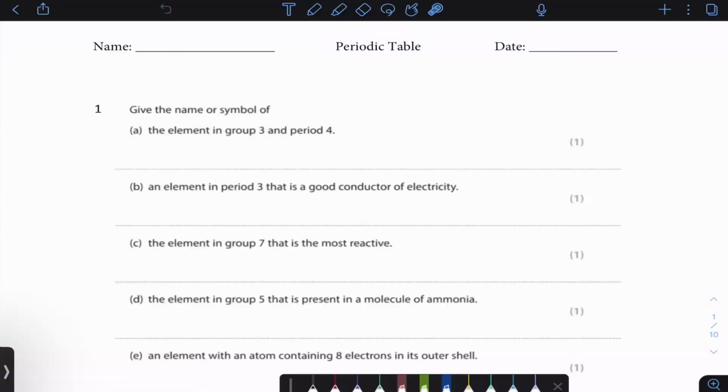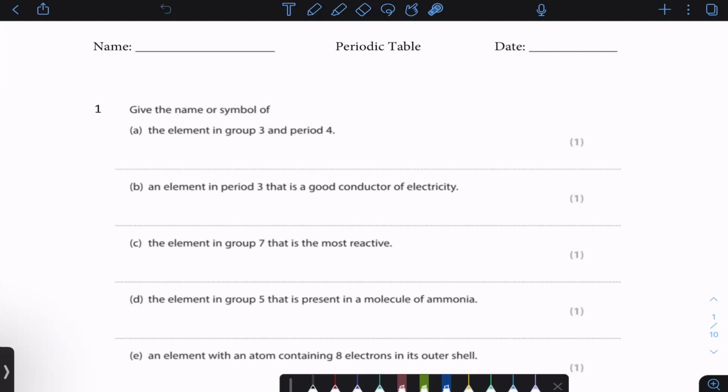You'll need a periodic table to solve this. So let's do it. Give the name or symbol. So that means you can write the full name, or if you want, you can write the symbol. Both of them will be acceptable. There will be questions where you can write only the symbol or only the name. So you have to pay attention to these instructions that they give you.